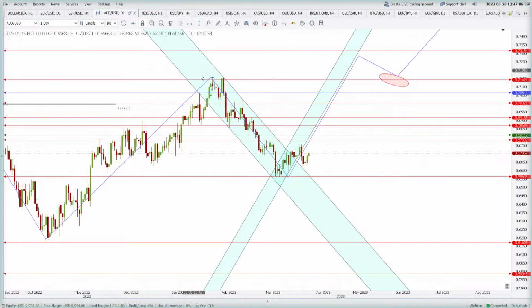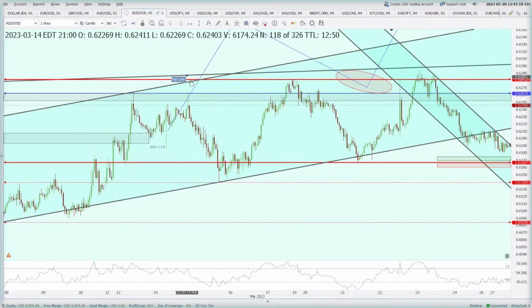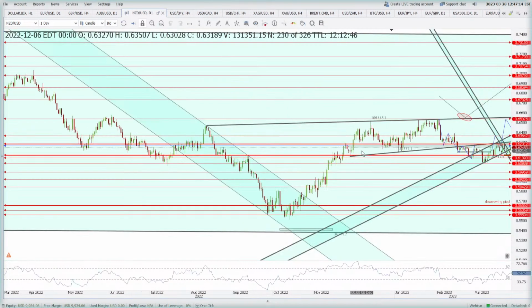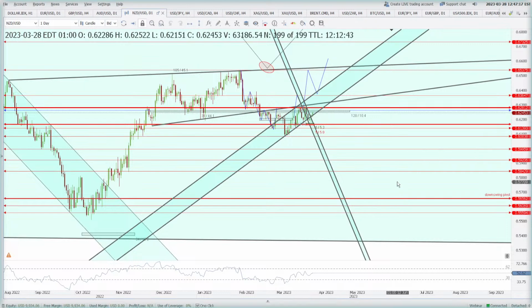I hope that helps. On the lower side, we have 0.6563 as the crucial support. New Zealand dollar, well, the New Zealand dollar is also the same. Okay.